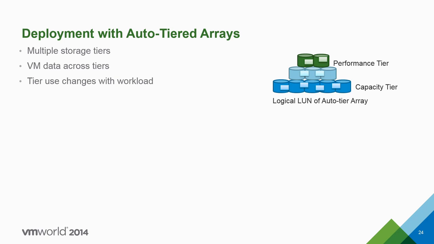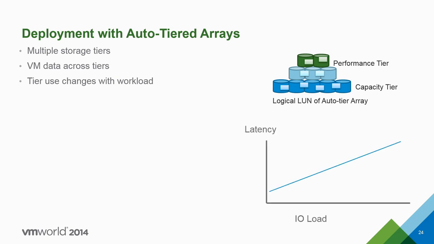So what happens with storage DRS? Now let's look at the basics again. No matter whether or not the data store is auto-tiered, you'll see on most arrays a curve like this. As I/O load increases, as I already mentioned, latency will go up.